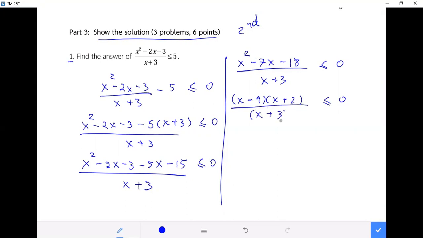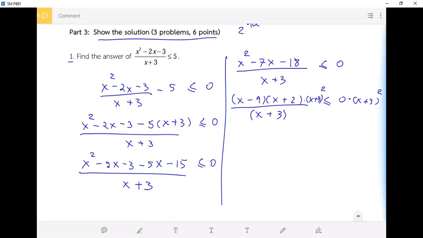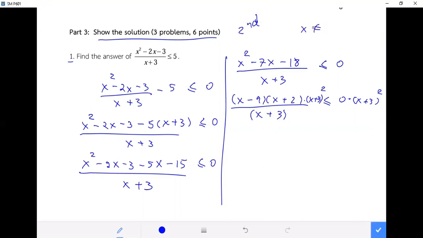This is the show solution part. You don't want to have x plus 3 below, right? So you need to multiply with x plus 3 squared on both sides. And you need to put a condition that x cannot be negative 3, because you don't want to divide by 0. Maybe you put it like this: x is not negative 3. When you multiply with the divider squared on both sides, then you can just cancel like this.